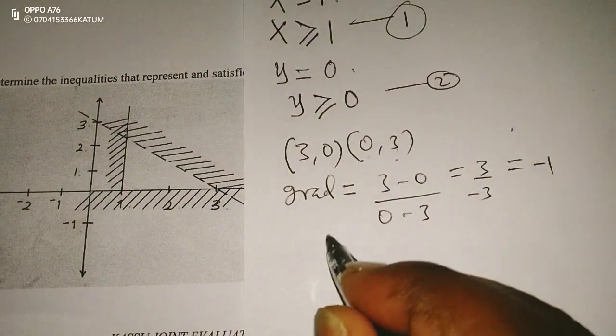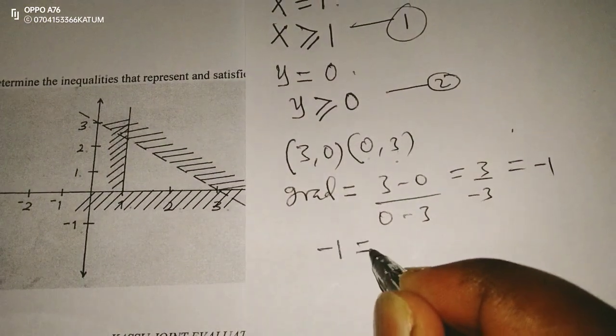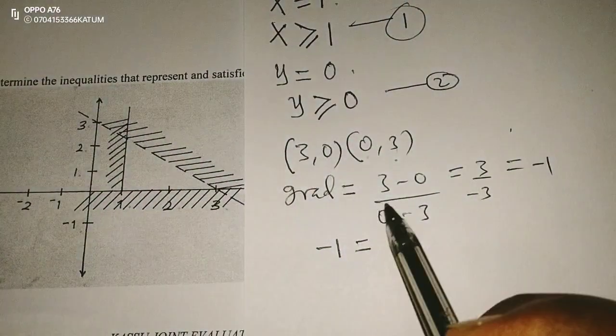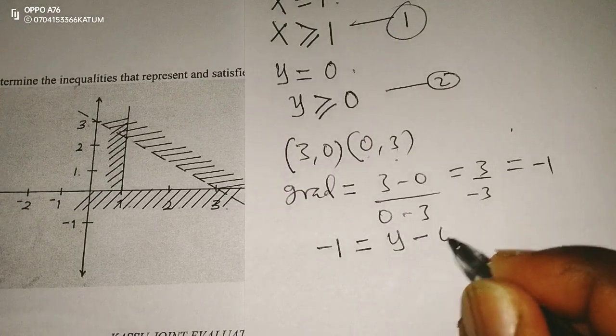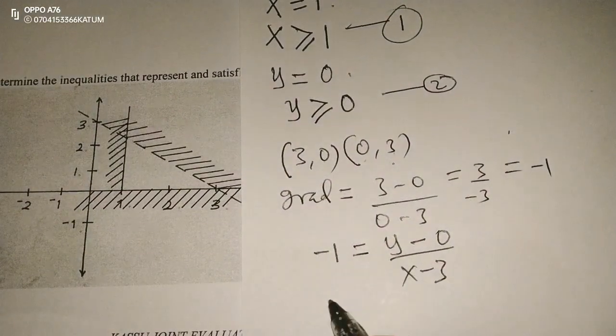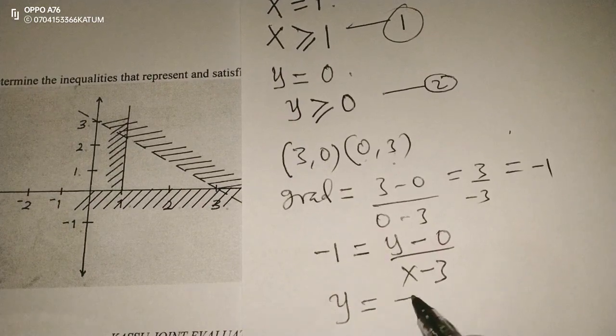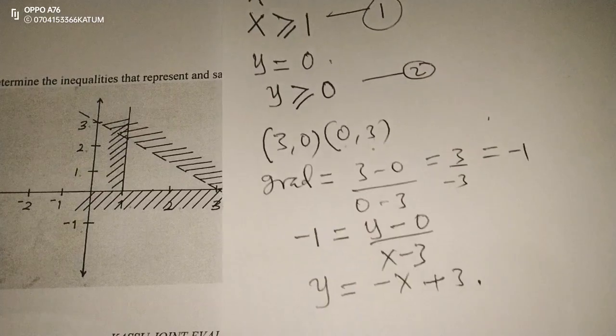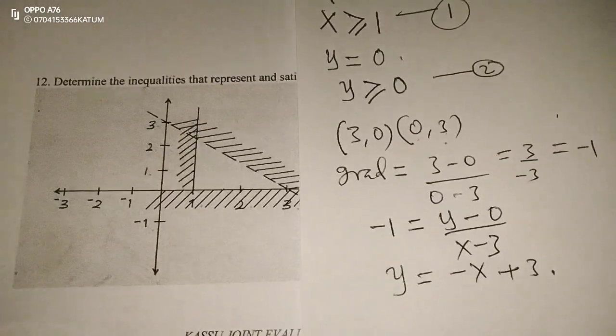Now that we have the gradient, we're going to express the gradient and one of the coordinates. Take, for instance, this one, so that we may say y minus 0 equals negative 1 times x minus 3 to get the equation. So this becomes y equals negative x plus 3. So this is going to be the borderline.